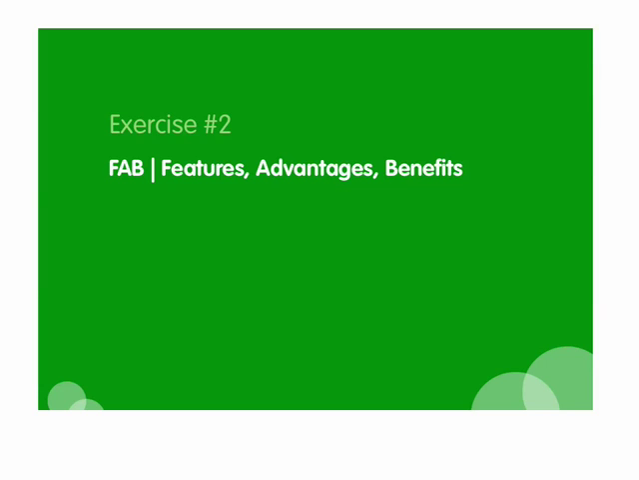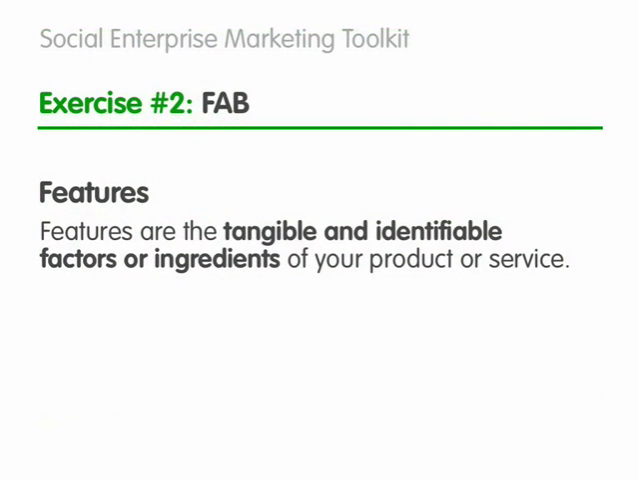When you think about marketing your products, you must think about its features, advantages, and benefits. Features are the tangible and identifiable factors or ingredients of your product or service. They may include your call center, if your customers primarily reach you by phone, the location of your retail store, or the fact that the fruit you cater is sourced from a local grocer or farm.